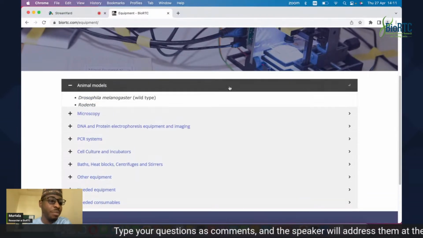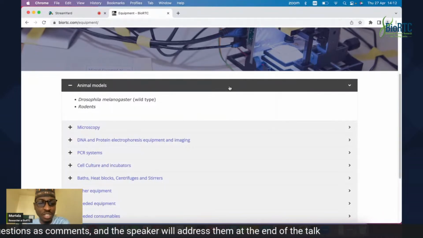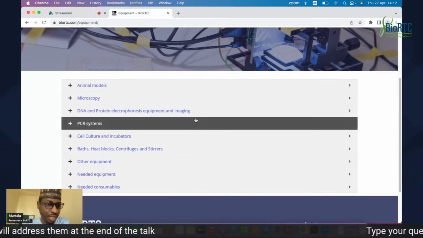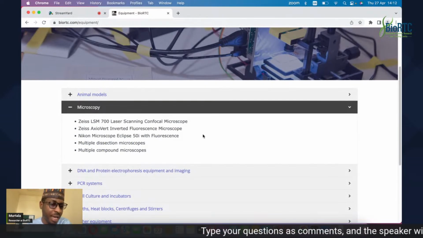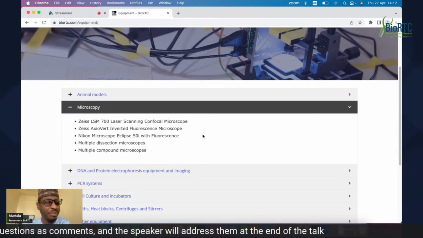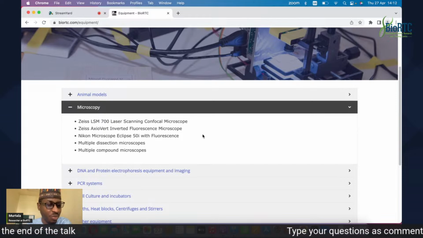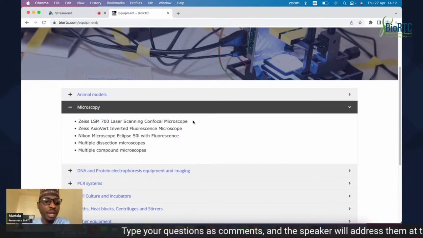For example, the animal models available in the center now are Drosophila. We have wild type and transgenic Drosophila. Then we have rodent models, which you can come to the center and work with. In terms of microscopy, we have different assorted microscopes. The most popular one now is the Zeiss LSM 700 laser confocal microscope. If I'm not mistaken, two more are coming towards the end of the year. Then you have the Zeiss Axiovert inverted fluorescence microscope and a lot of dissecting microscopes that you can use for your research.